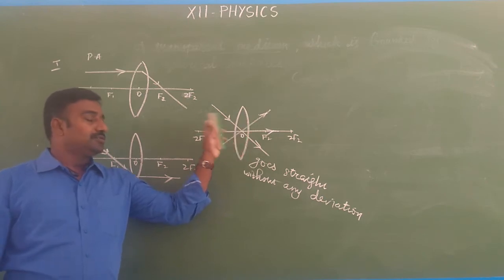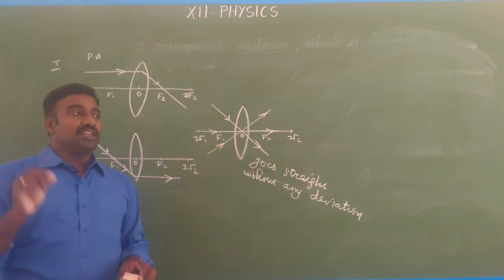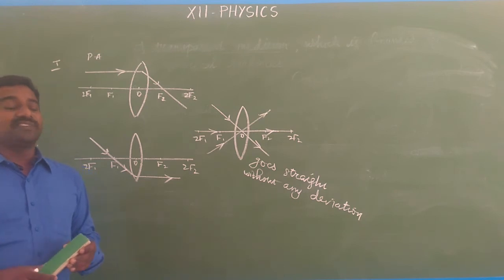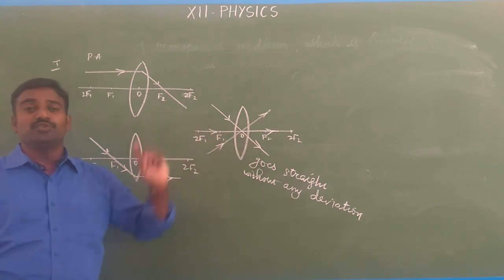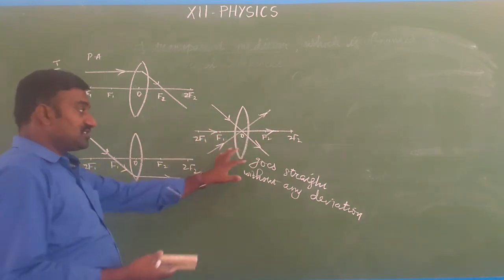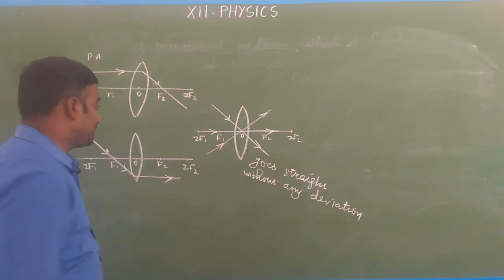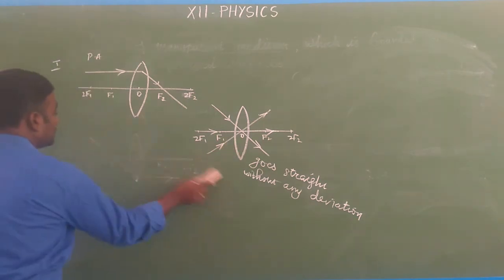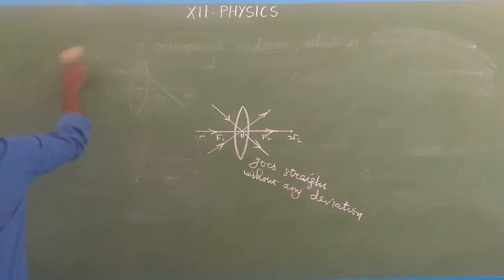So they may ask questions: at which point of the lens does the ray not refract? If a light is made to incident through the optic center. This is common for both convex and concave lenses. Next, we are going to see the lens formula.